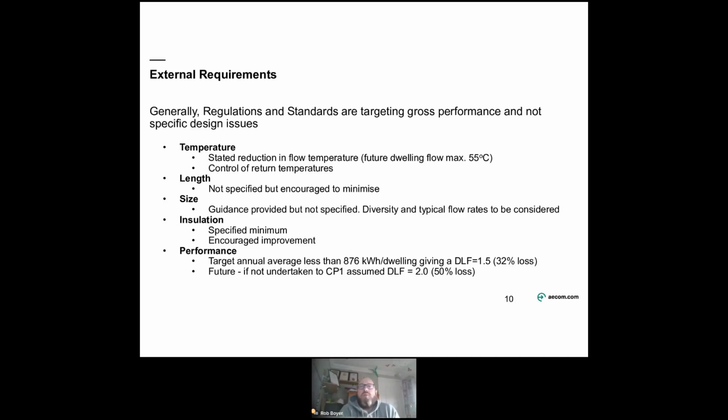So there is a new target within CP1, which again is a voluntary standard, of an annual average of 876 kilowatt hours per dwelling, which gives you a loss factor of 1.5 or 32%. If the design work is not undertaken to CP1 standards, you're required, or will be required, to assume a loss factor of 2, which equates to 50%. So it really is quite desirable to at least take an assessment of heat losses within secondary systems to CP1.